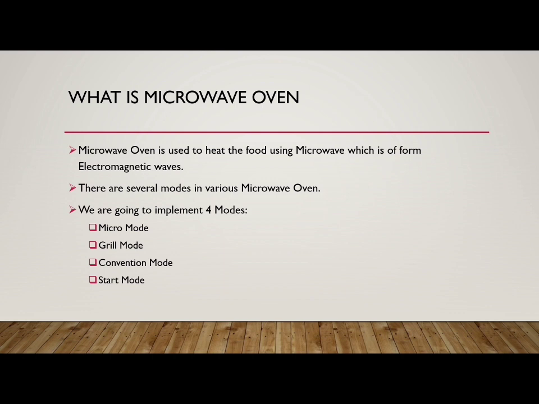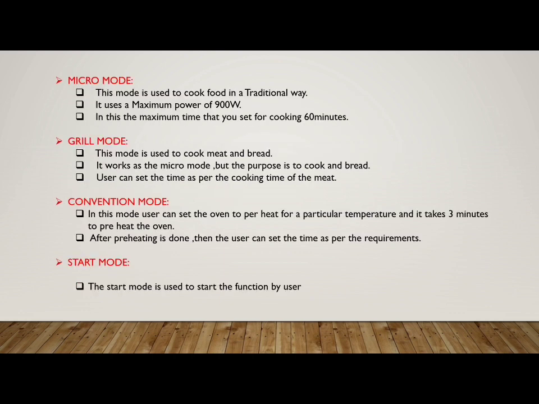Microwave oven is used to preheat food using microwaves, which are a form of electromagnetic waves. There are several modes in various microwave ovens. We are going to implement four modes: micro mode, grill mode, convention mode, and start mode.